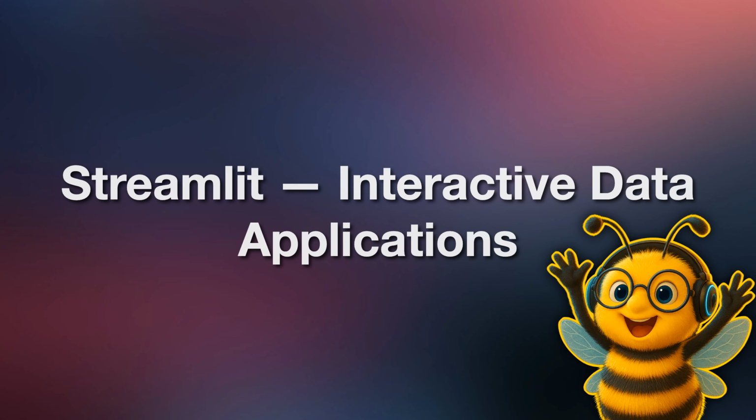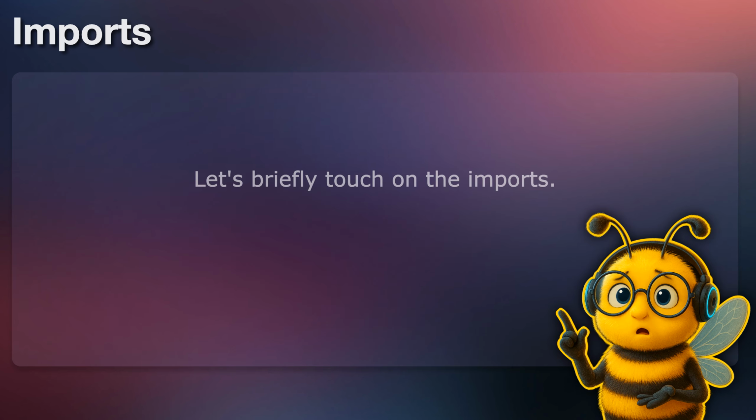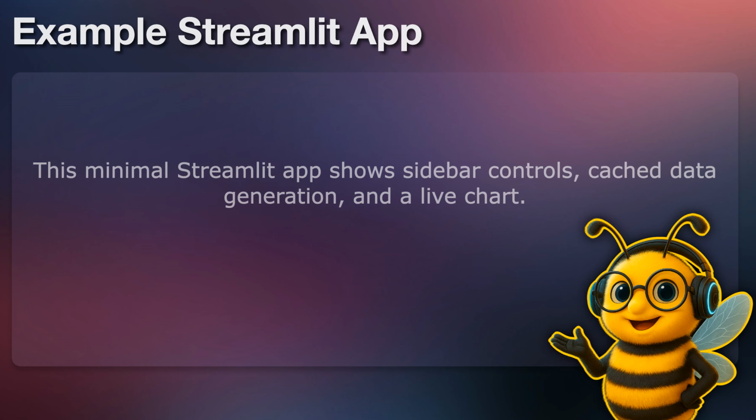Streamlit makes it trivial to turn Python scripts into shareable interactive web apps for data exploration. Let's briefly touch on the imports. This minimal Streamlit app shows sidebar controls, cached data generation, and a live chart.